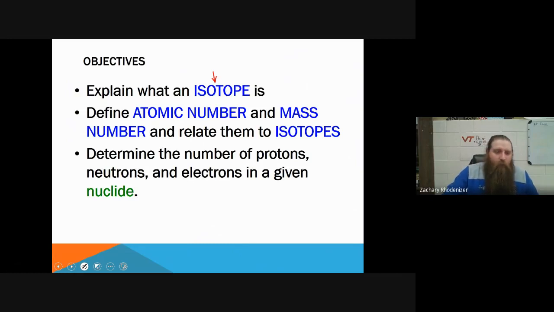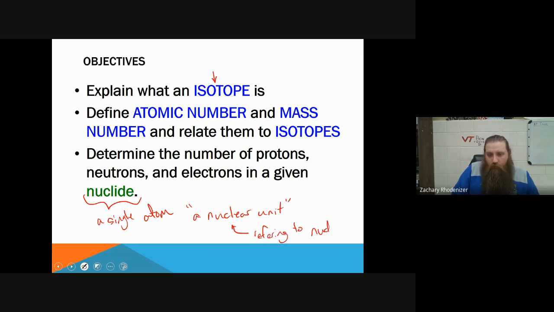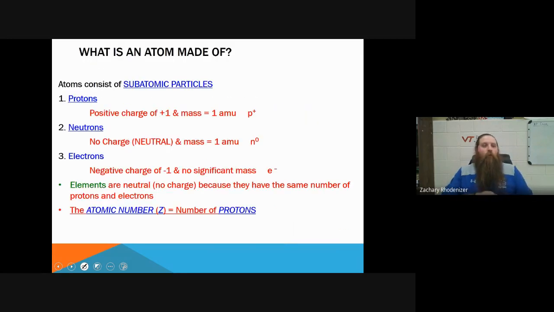Something to keep in mind, you're going to see this word nuclide. You can think of it as a single atom, or a nuclear unit. In this case, nuclear is referring to the nucleus, not necessarily a nuclear reaction. So what's an atom made of? Well, it is comprised of subatomic particles.